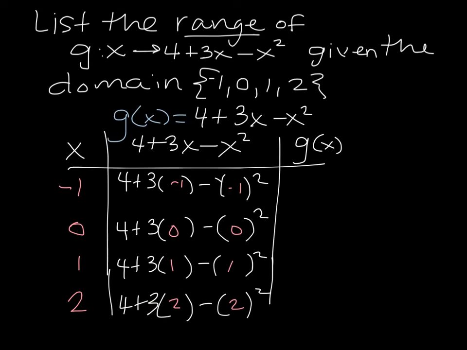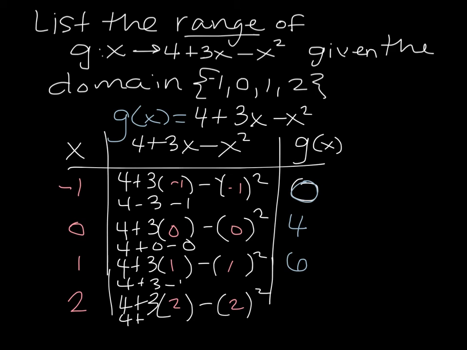Okay, so I did the plug-in process, and I noticed that I've got 4 minus 3 minus 1. 4 minus 3 is 1, minus 1 is 0. And then I've got 4 plus 0 minus 0 is 4. And then I've got 4 plus 3 minus 1 is 6. And then I've got 4 plus 6 minus 4 is also 6.